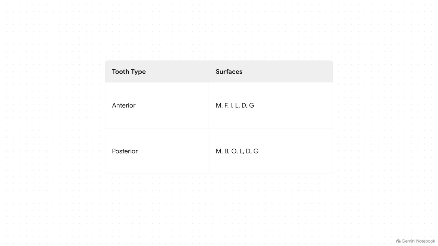But when you look at the posterior row, you still have M, L, D, and G, but that I for incisal is swapped out for O for occlusal, and F for facial is specified as B for buccal because it's facing the cheek. Just instantly contrasting these two sets in your mind is going to save you so much time when you're auditing a chart.